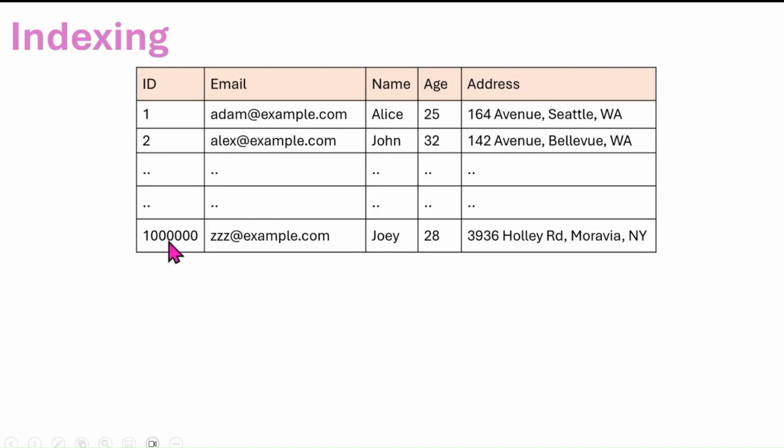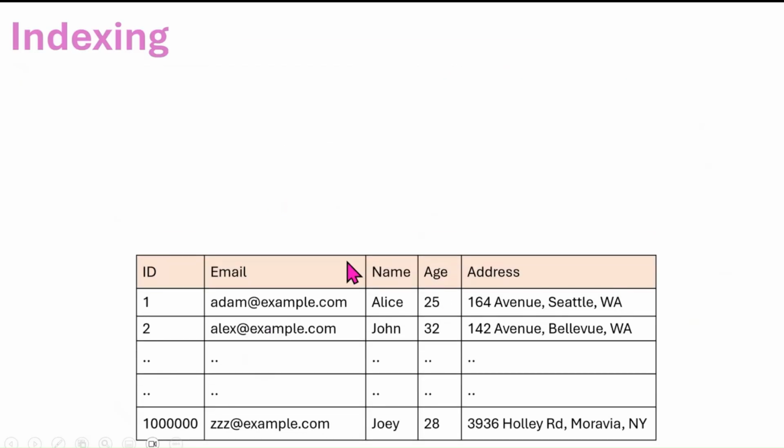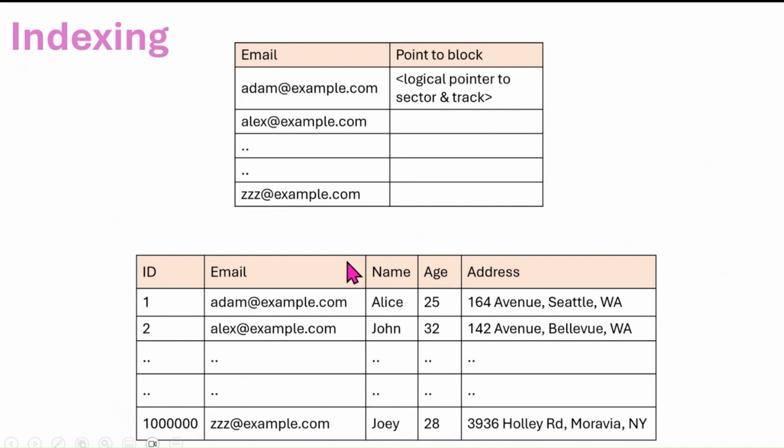Now this is our data table. So on top of this data table, one index table is created, which is basically a small table. It contains a kind of key and the logical pointer to the sector and track, right, where this actual row is present. So it contains the pointer to that sector and track. Now we created the index table on top of this actual data table, right? So this is called indexing.